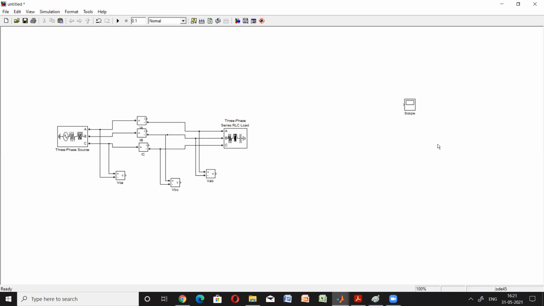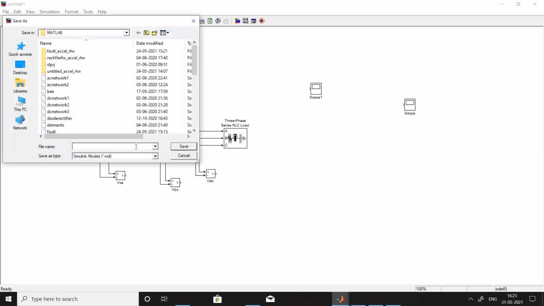We have three ammeters, three voltmeters, and let us say I am taking two scopes. Suppose I am saving this simulation as basic three-phase circuit, BTPC 1.